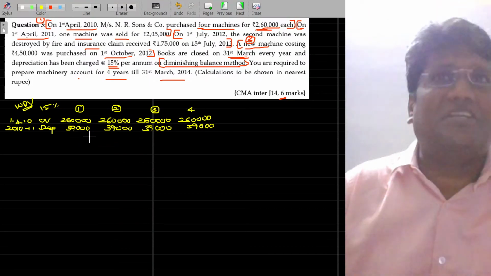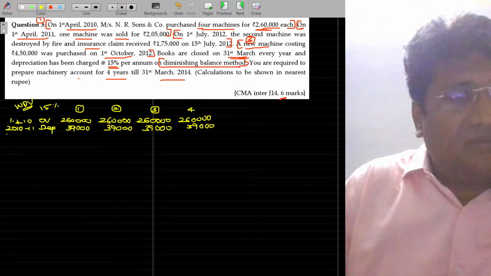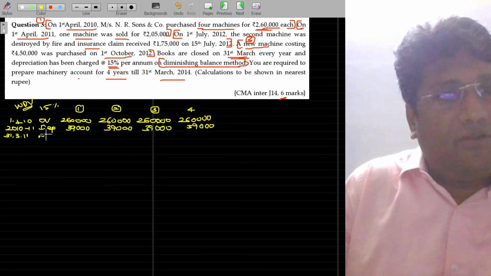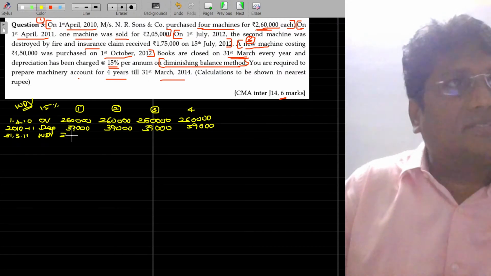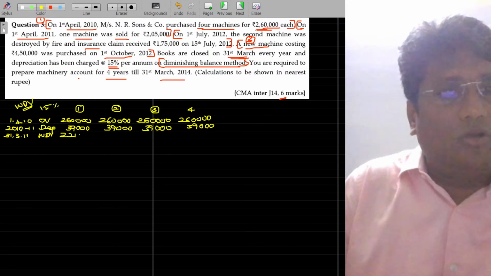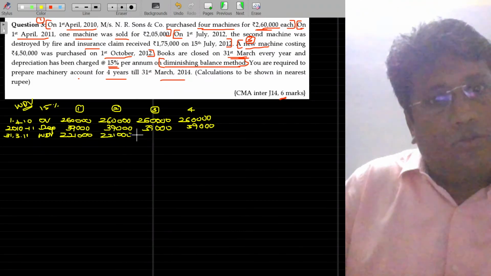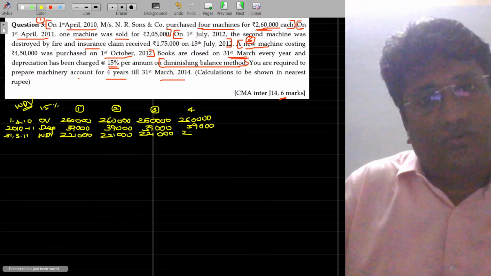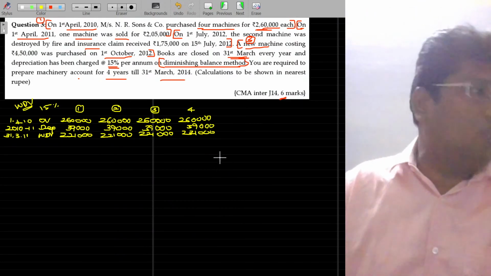Okay. 260 and 39, and 31/3/2011. This is the WDV value. WDV value being 2 lakhs 21,000. So first year is over.